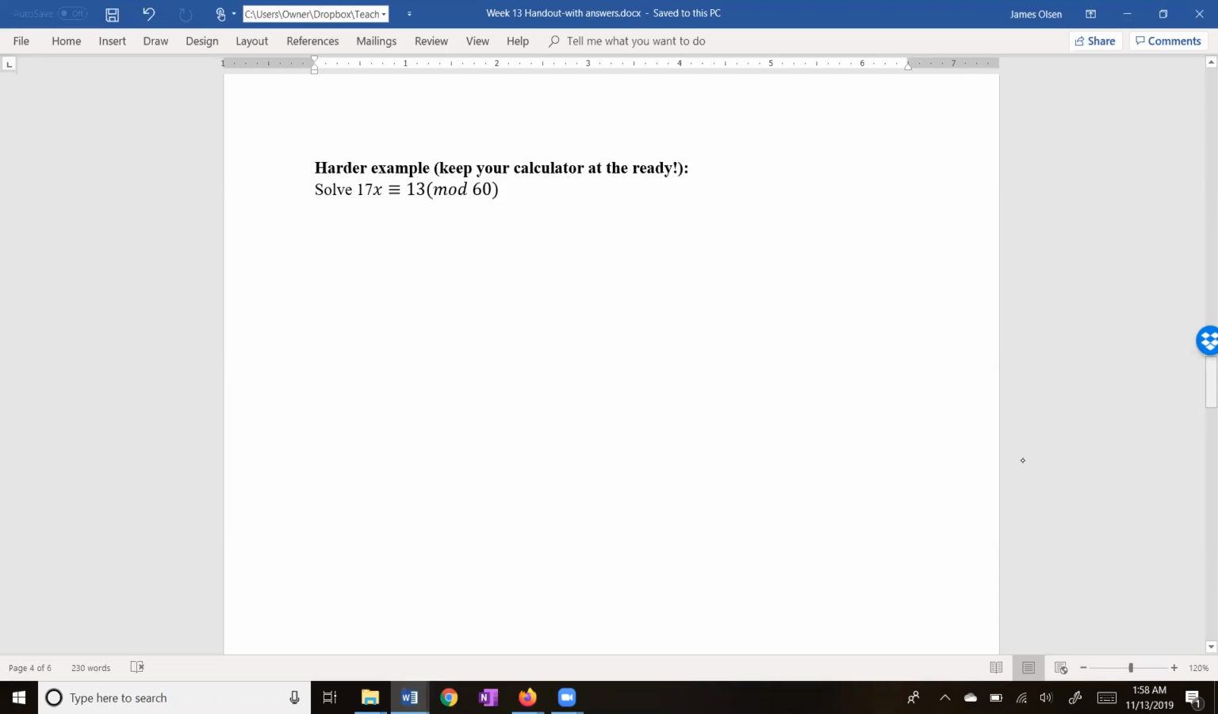Solve 17x is congruent to 13 mod 60. I need phi of 60 minus 1. Phi of 60. Well, 60 has a lot of factors, so there aren't very many numbers that are relatively prime to it. That's 16 minus 1, which is 15. So I need to take 17 to the 15th power. Now, 17 to the 15th power is huge.